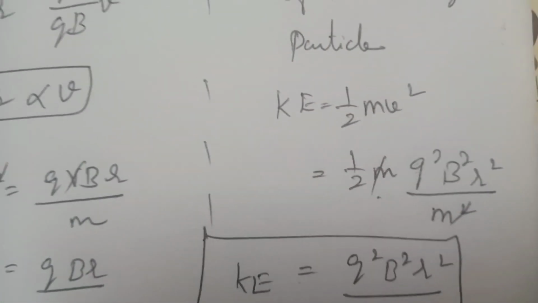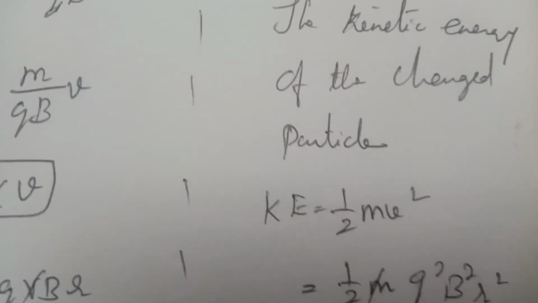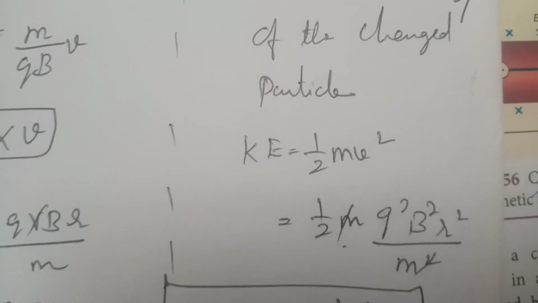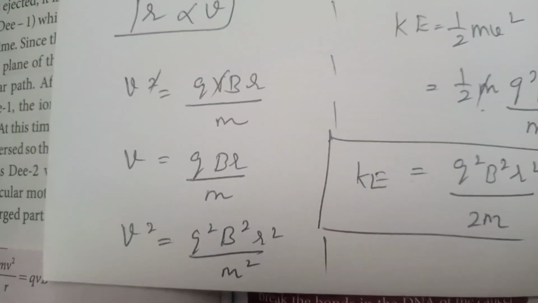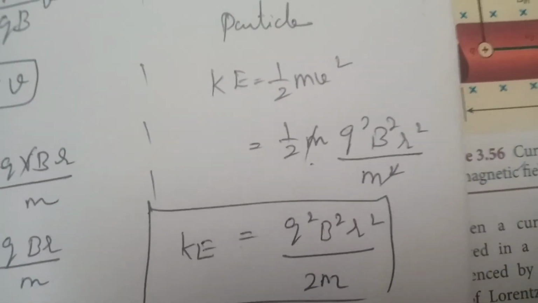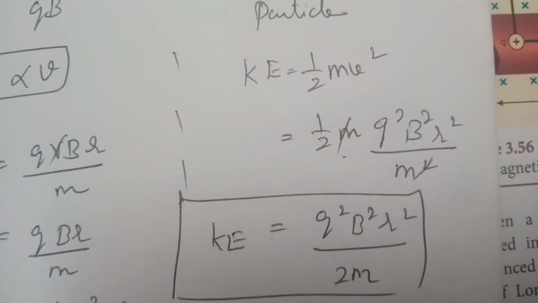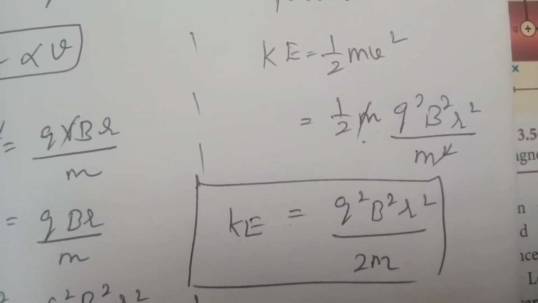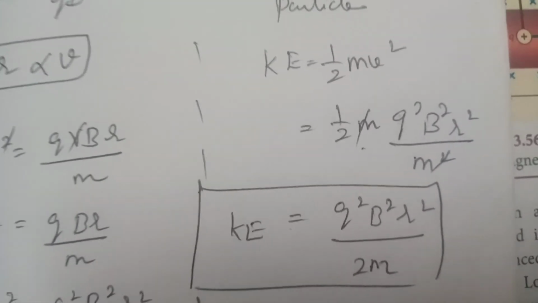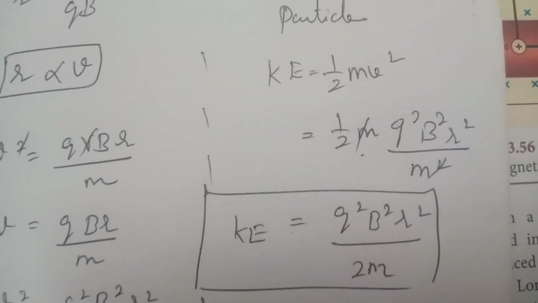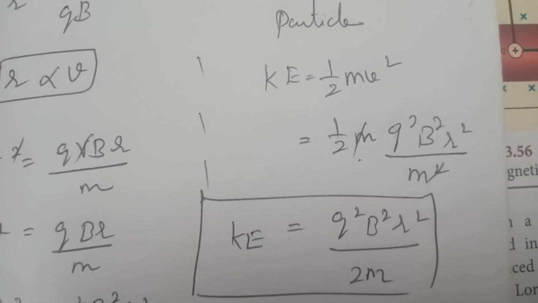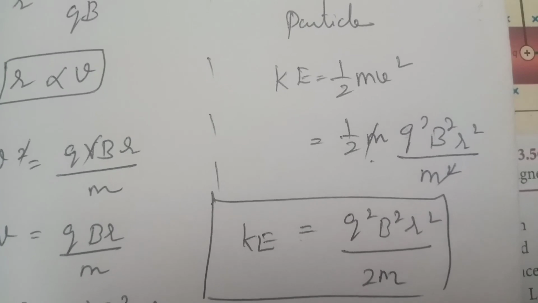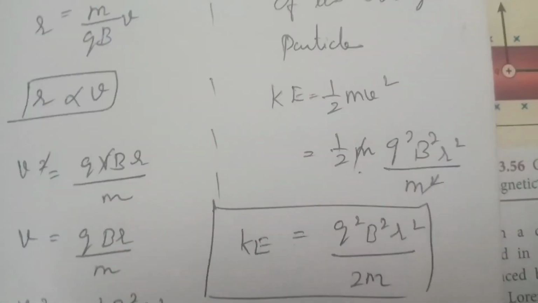Then you substitute this v² in the kinetic energy equation. KE is equal to half m, and instead of v² you substitute that value, q²B²r² by m². The m cancels. Finally you will get the kinetic energy of the charged particle equal to q²B²r² by 2m. This is the kinetic energy of a charged particle.